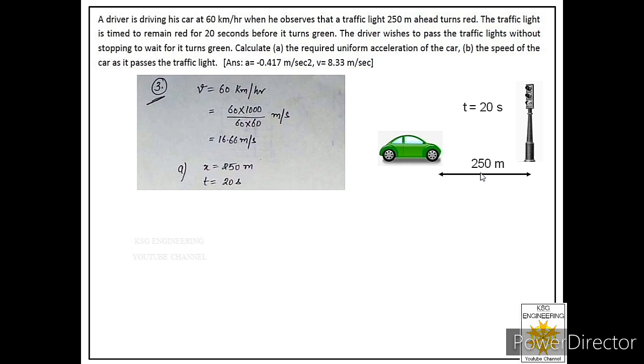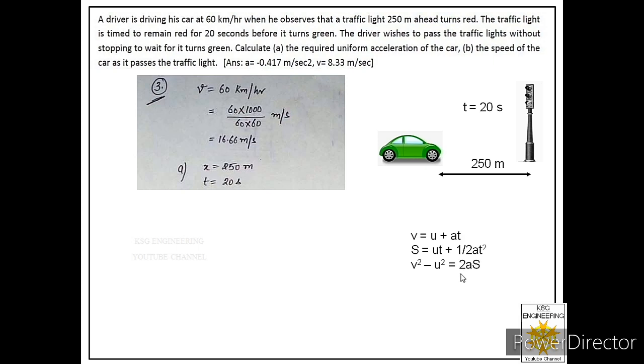So we are given distance equal to 250 meters and time equal to 20 seconds. And we are also given the initial velocity, that is 16.66 meter per second. And we have to find what acceleration he should maintain so that he exactly travels this distance in 20 seconds. Now we have to find uniform acceleration. It means this is a case of uniformly accelerated motion. It means those three equations are applicable to this problem. Now we are given distance, we are given time, and we know the initial velocity also. So what we have to find? We have to find acceleration.